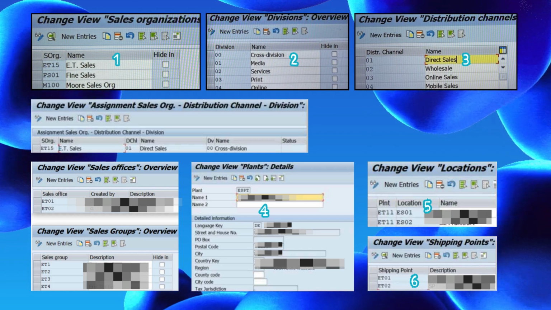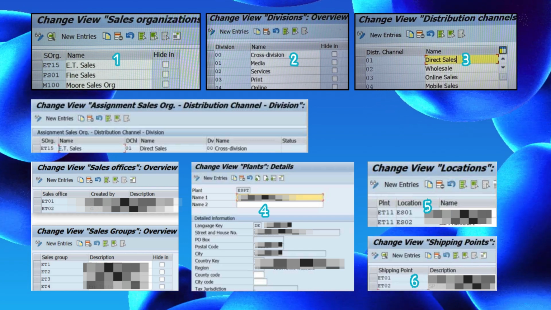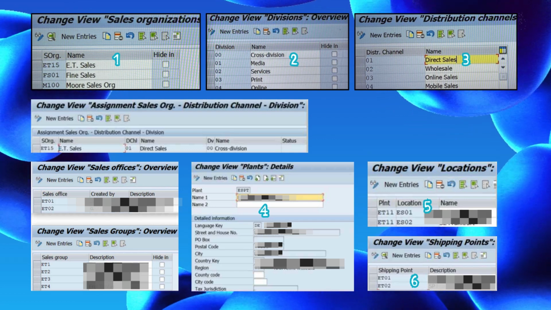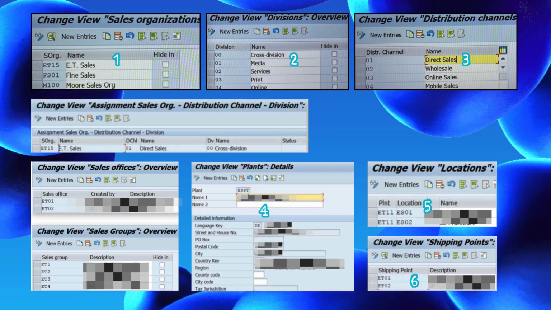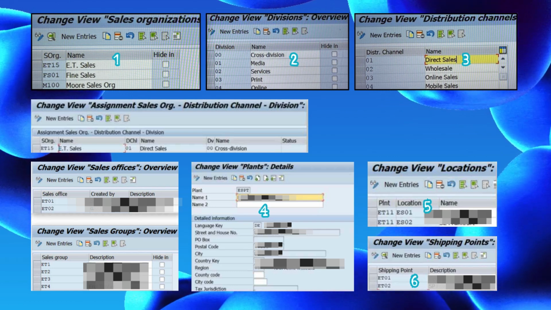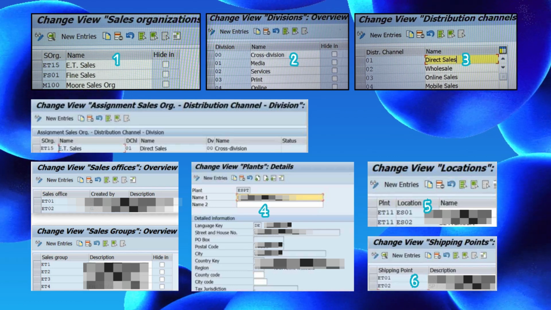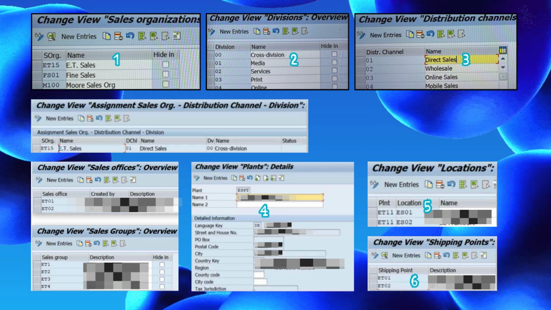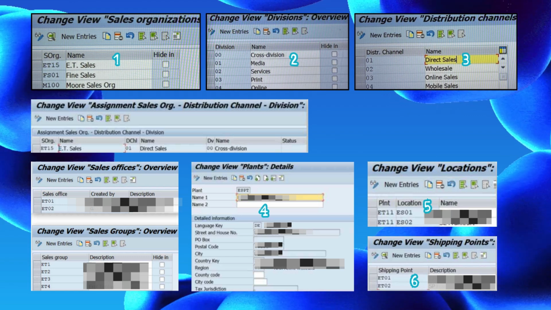A distribution channel represents the way you distribute your goods into the market. It may be wholesale, retail, or internet trade, for example. A distribution channel is a grouping of various distribution methods that a company uses to distribute goods to its customers. It is identified via a 2-character key and a meaningful description.